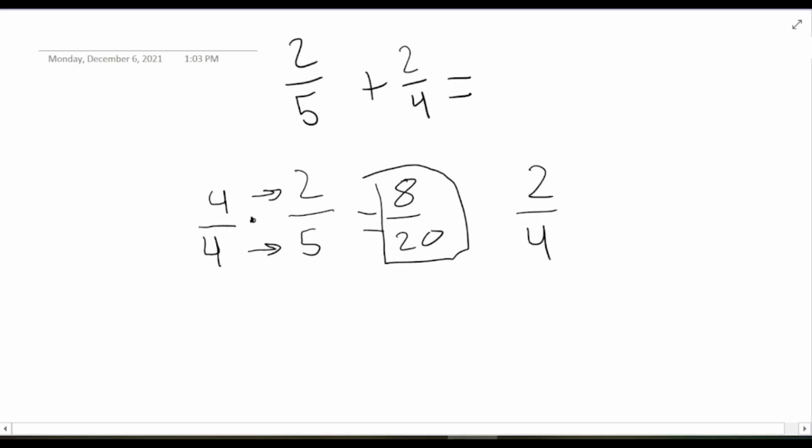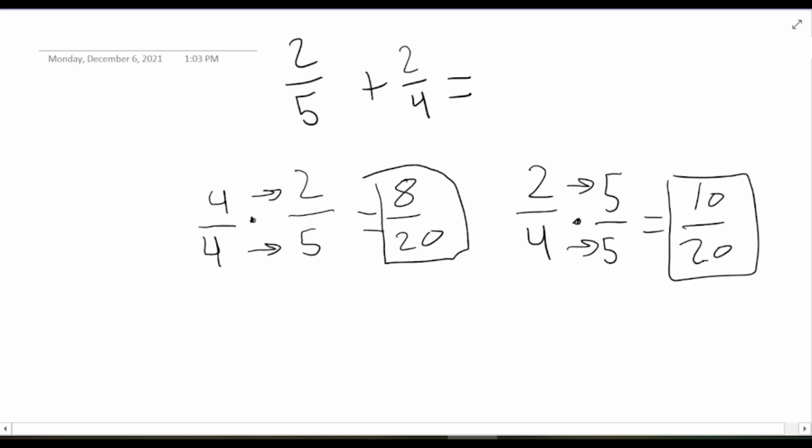So we're going to do the same thing with 2/4. We're going to multiply it by the other fraction's denominator. And in that case, this is 5. So we're going to multiply the top by 5 and multiply the bottom by 5. And again, straight across. So we get 2 times 5 equals 10, and 4 times 5 equals 20. Now, both of our new fractions have 20 at the bottom.